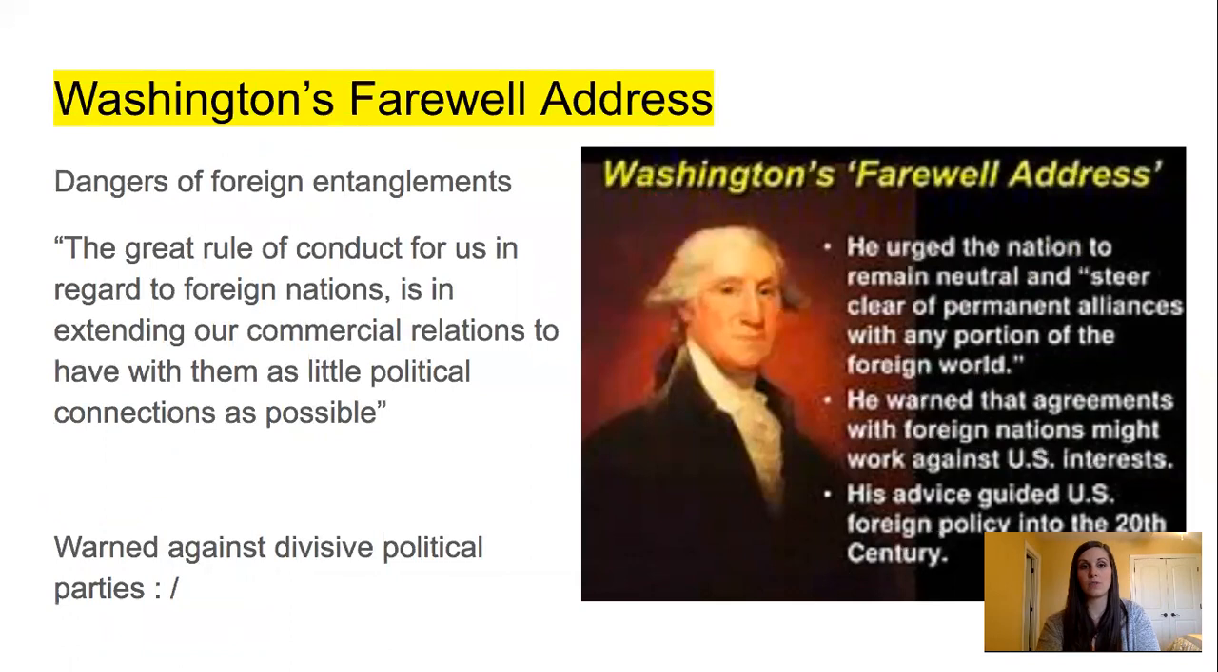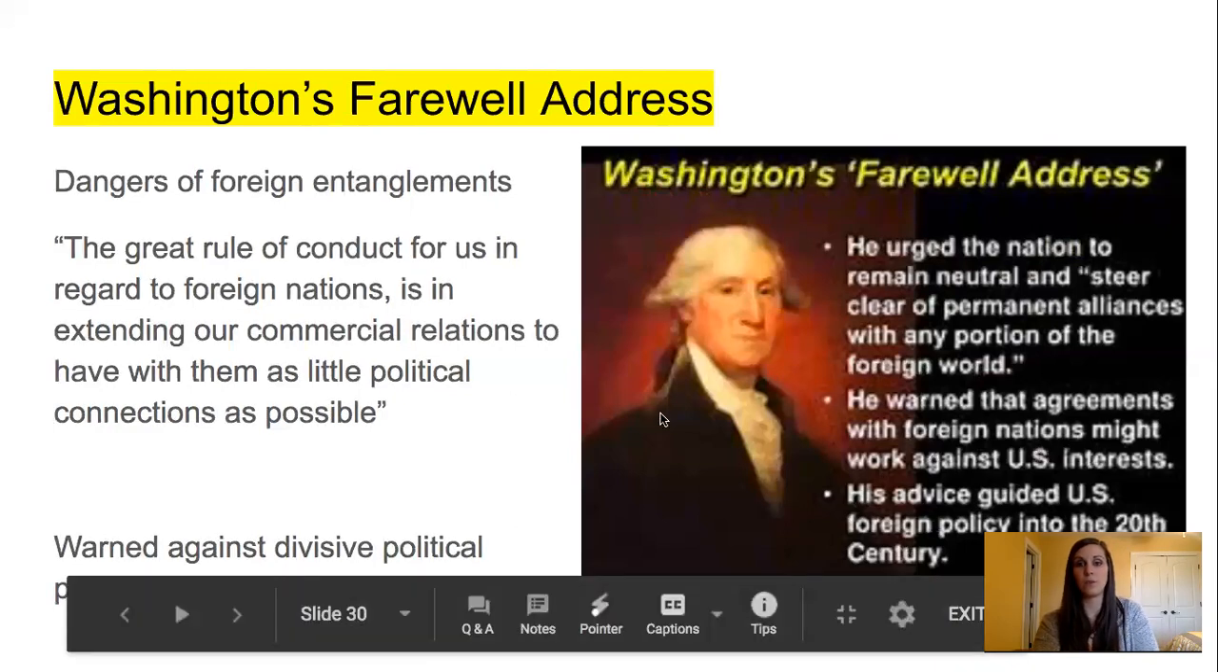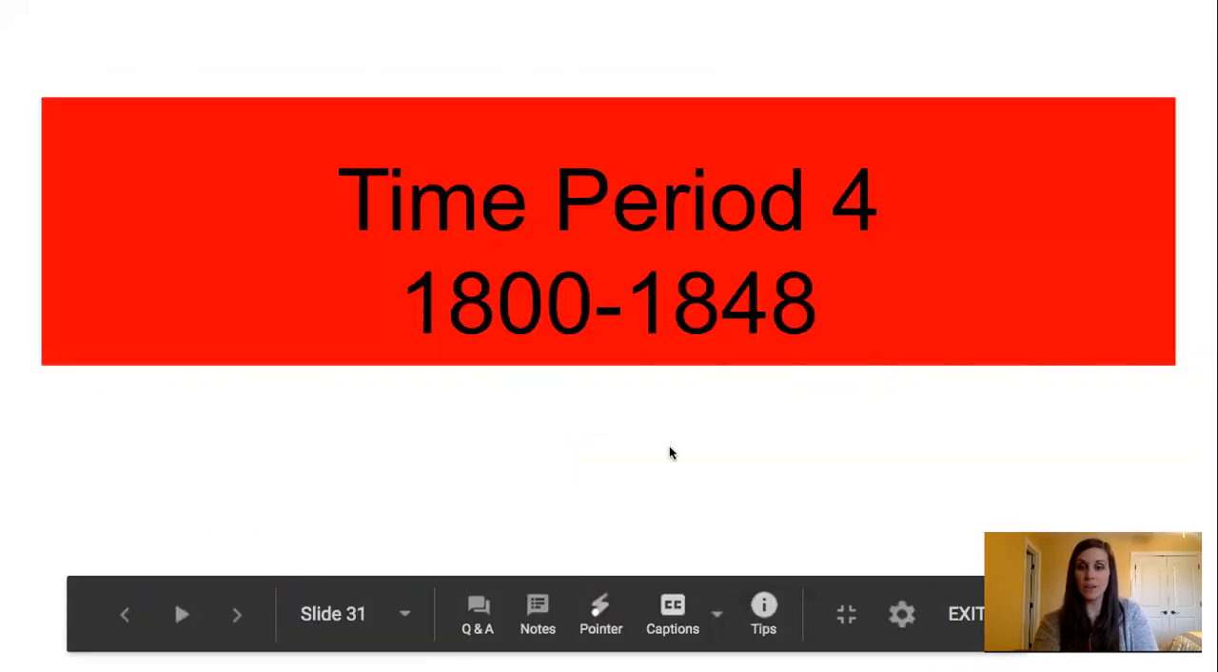We see it several times throughout history, especially after World War I. Where we try to return to isolationism, keep with this theme of not getting sucked into Europe's problems. Even though it never really works, those are examples of America following that precedent set by George Washington in his farewell address. So that's it for time period 3.